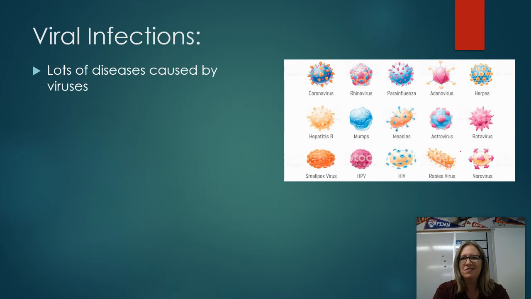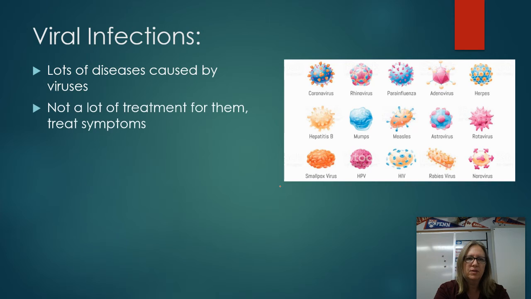There's lots and lots and lots of different diseases caused by viruses. This is just some of them, okay? There's our coronavirus right there. Lots of things you probably recognize from maybe some of the vaccines you've taken, like HPV or mumps, measles, things like that, okay? There's not a lot we can do in regards to treating viruses. A lot of the viruses, we just have to treat the symptoms, okay? There are antiviral medications. I think I talk about that on the next slide, but they just aren't used as often.